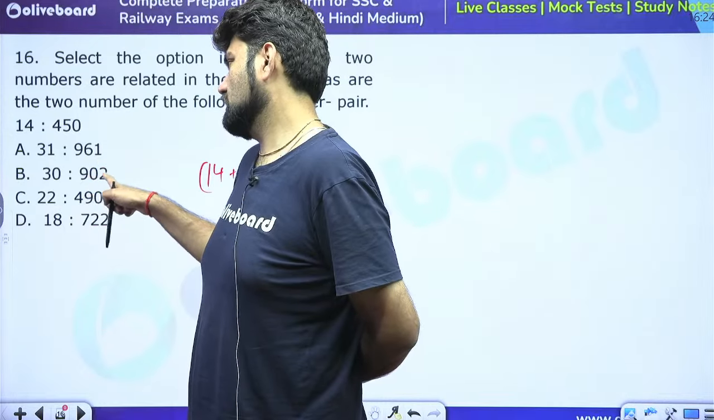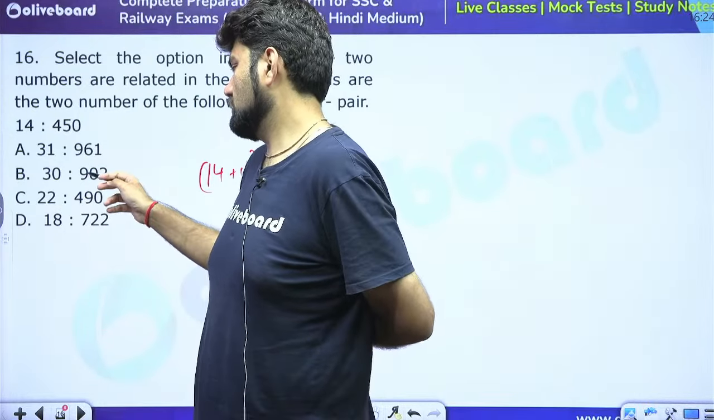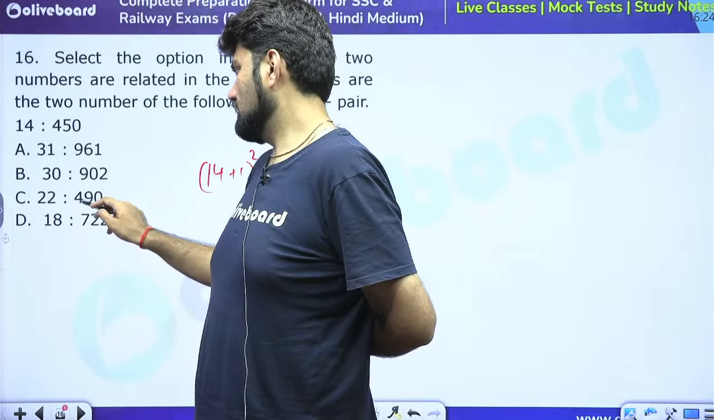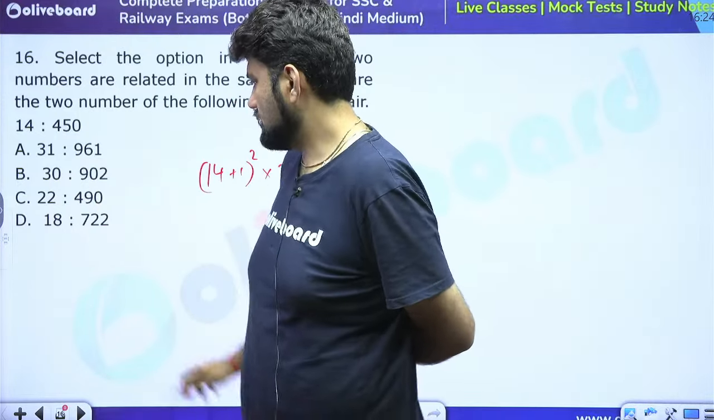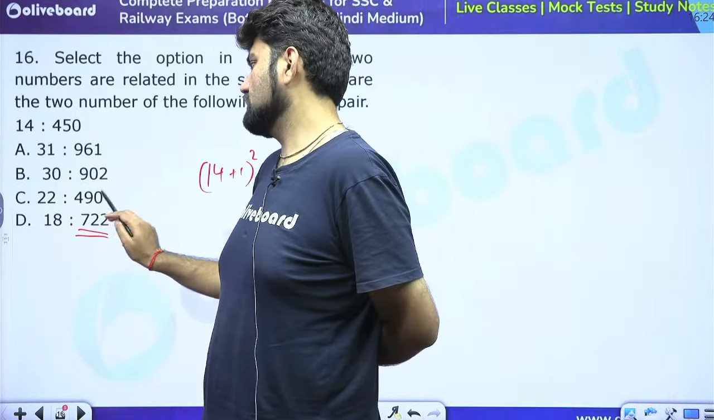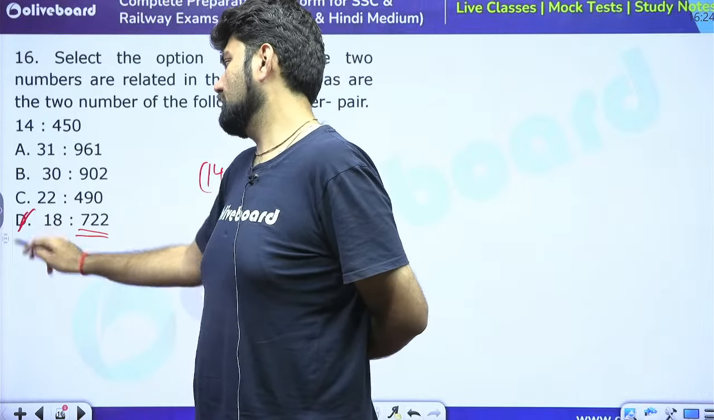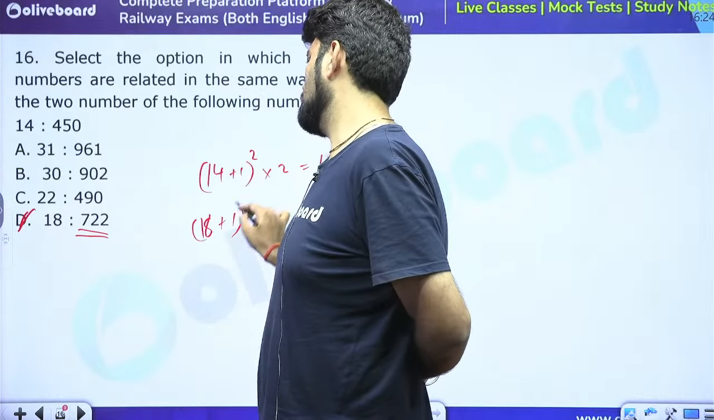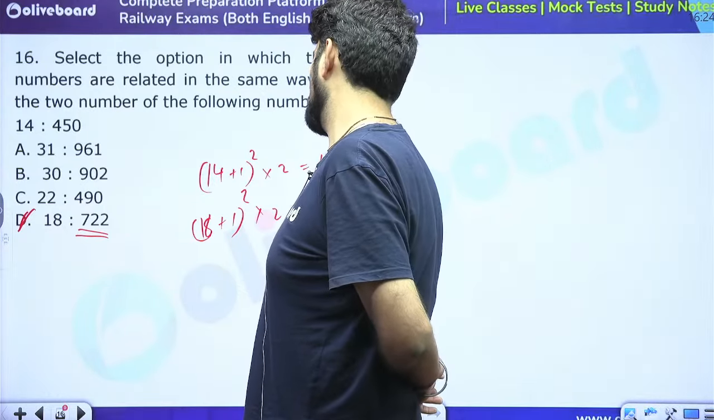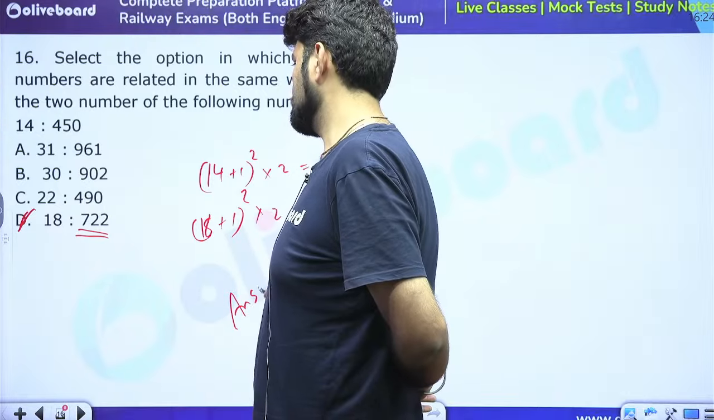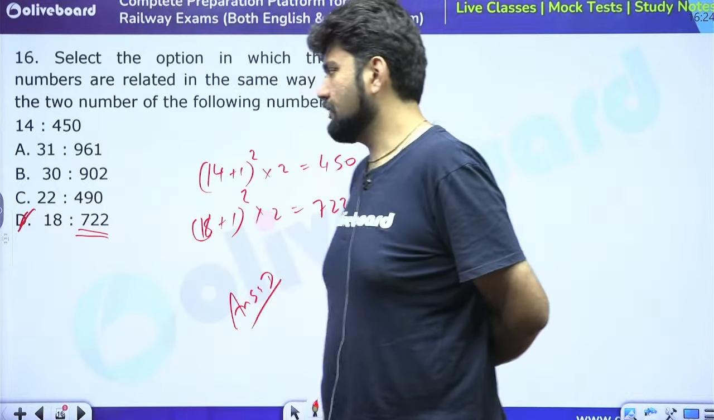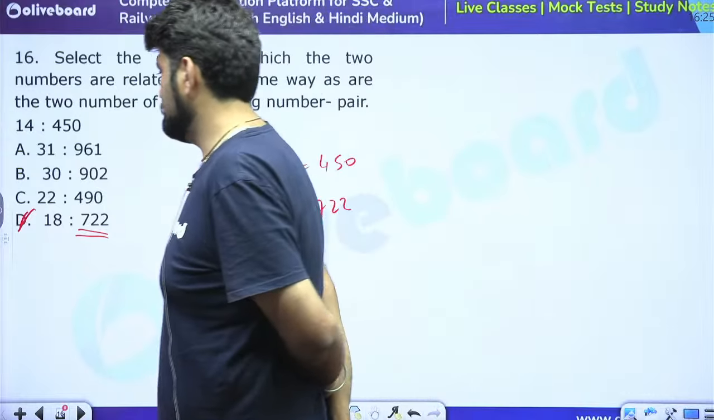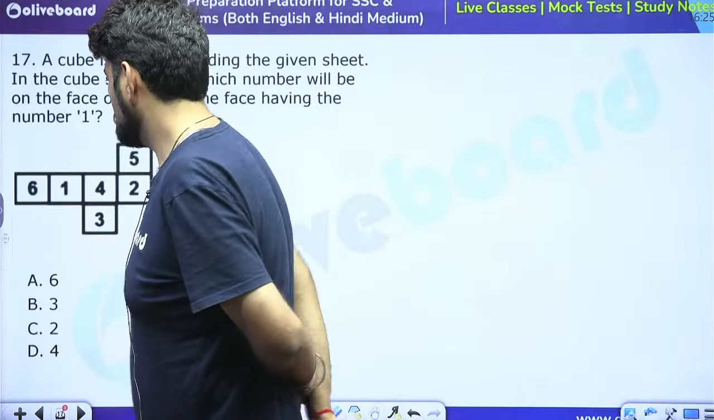This is 301 not making, sorry, 451 not making sense. This is 361. This is the only perfect square if I divide it by 2. So I think this is my correct answer. So 18 plus 1, 19 whole square multiplied by 2 is 722. So option D is the right answer. Just observe, if you divide by 2, you are not going to get any perfect square anywhere. Okay. Next.